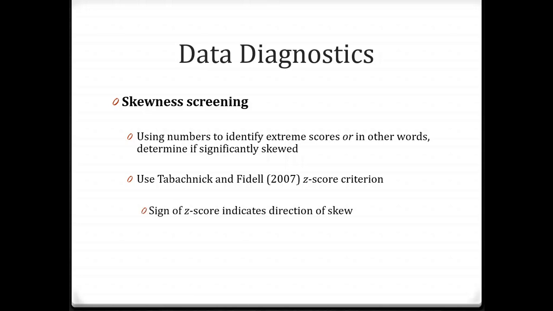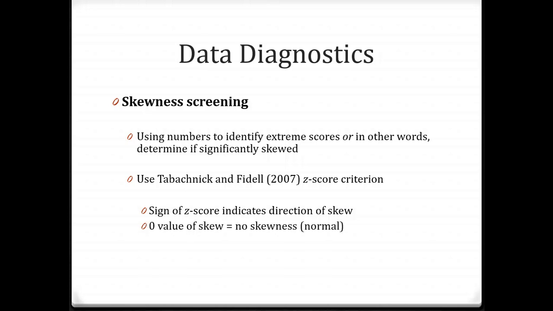But what we're going to do is break this down a little bit. We're going to take the skewness value that we get with SPSS and divide it by a standard error value, which is right next to it, and you'll see in a second. That's going to give us a z-score. The sign of the z-score is going to tell us which direction the skew is. If it's a negative value, it's a negatively skewed distribution. If it's a positive value, it's positively skewed.